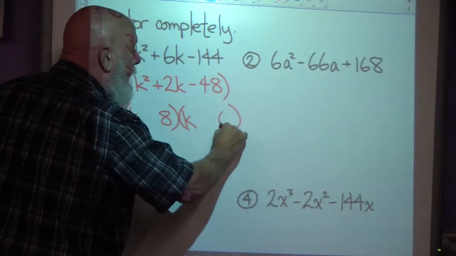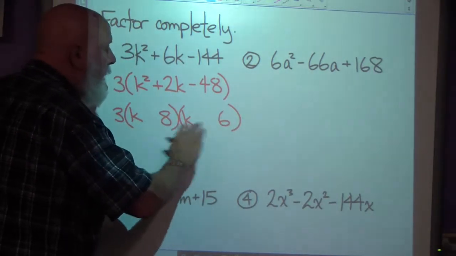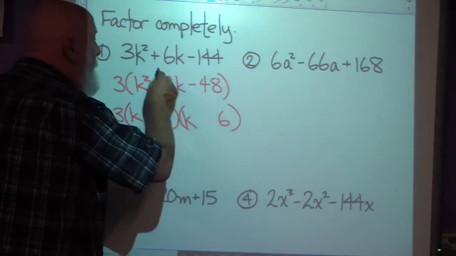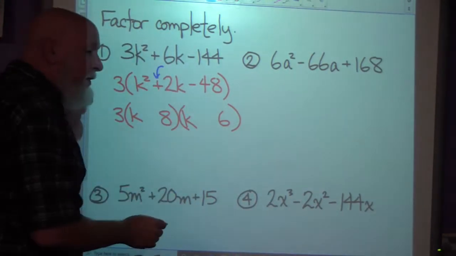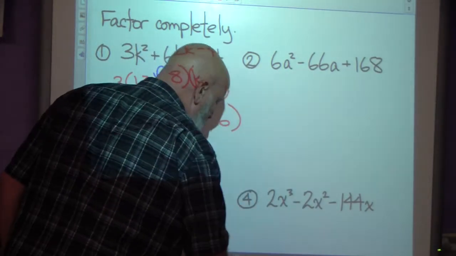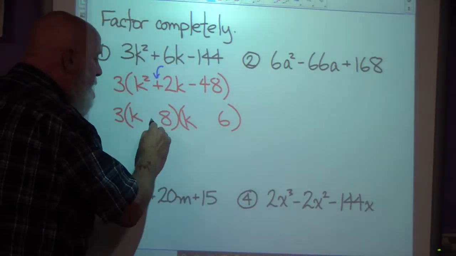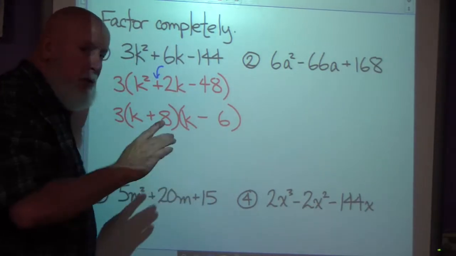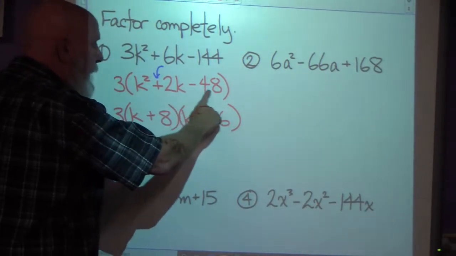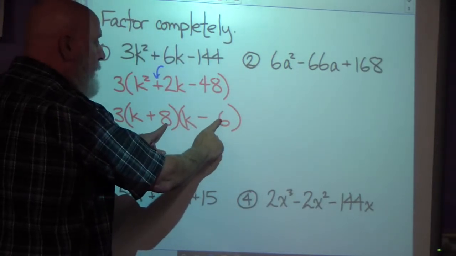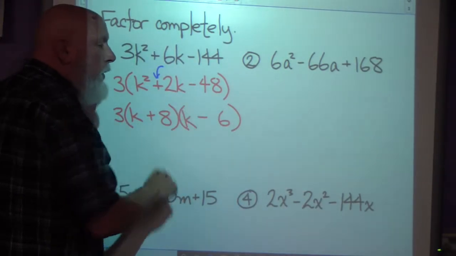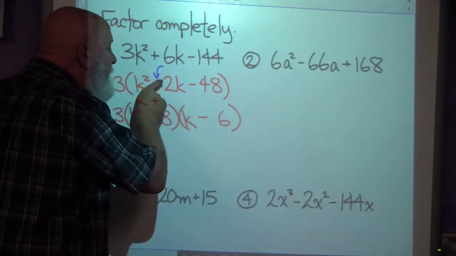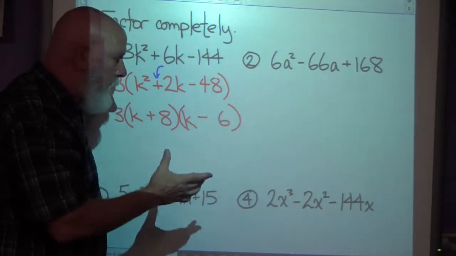Doesn't matter where I put the 8 and the 6. I could put the 6 here and the 8 here. That doesn't matter. What does matter is that these two numbers must add up to positive 2. And the only way that can happen is if the 8 is positive and the 6 is negative. And then here's my check to see if I factored this correctly. I make sure that these two numbers multiply together to give me negative 48, which they do. And then I make sure that they add together to give me positive 2, which they do.